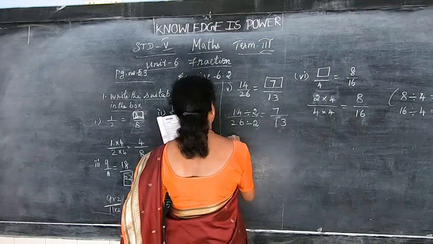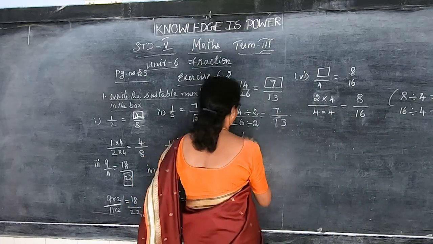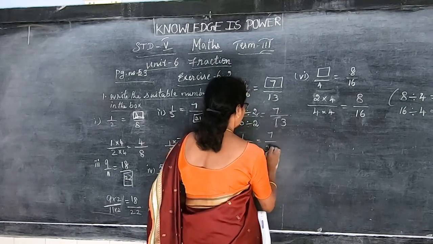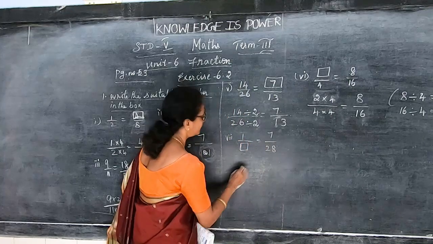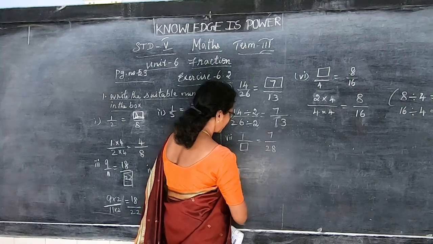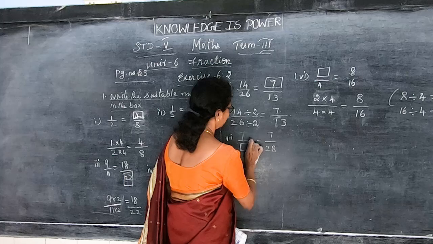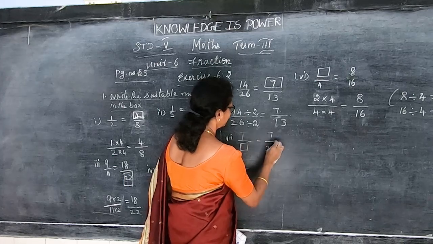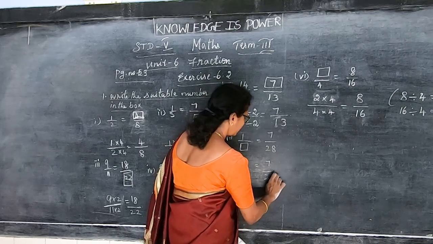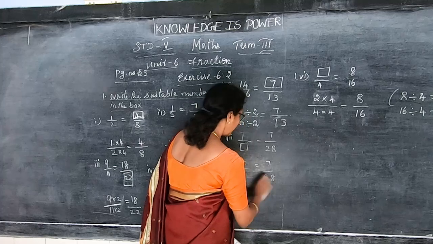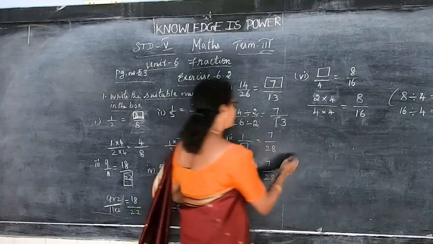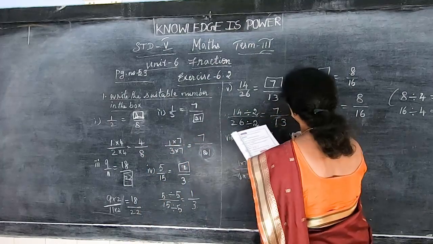Next, seventh sum, 1 by box is equal to 7 by 28. Here also the same thing. 1 7 is 7. So 28 is the biggest number here, so 28 divided by 7. That is 4 7s are 28. 1 7 is 7, and 4 7s are 28. You can see, learn the tables, children.